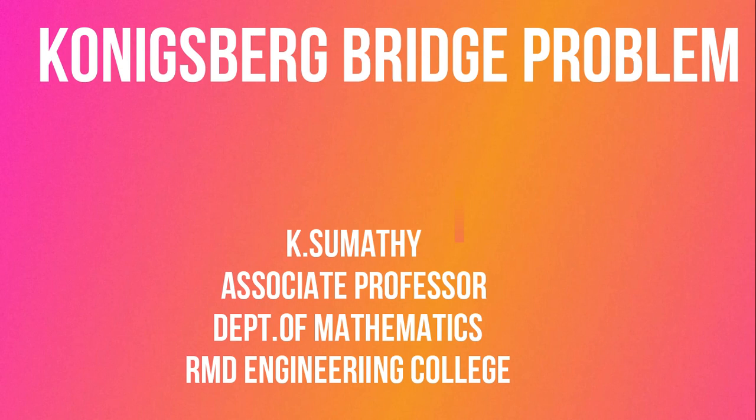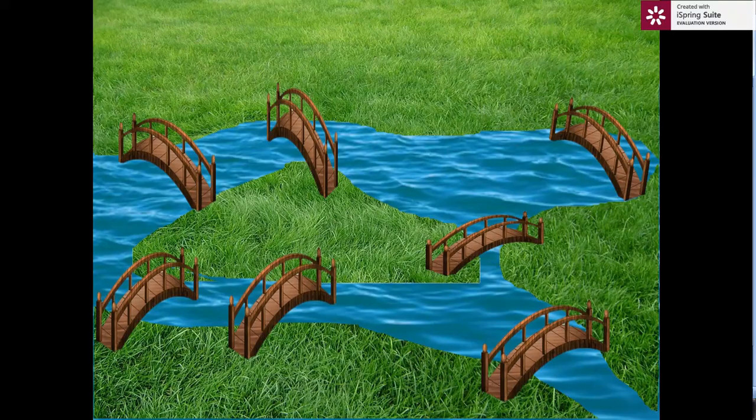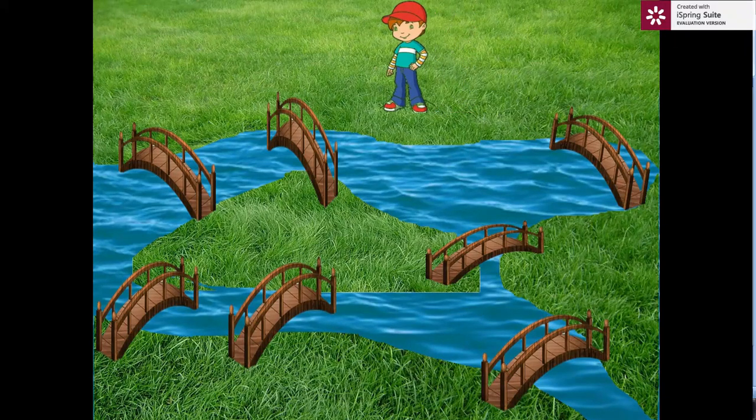In this video, I am going to give a brief outlook about the origin of graph theory, the Königsberg Bridge problem. Before entering into this video, let us start with one game. Here, there are 4 land areas which are connected by 7 bridges. Is it possible for a person to take a walk around the 4 land areas, starting and ending at the same location and crossing each of the 7 bridges exactly once?